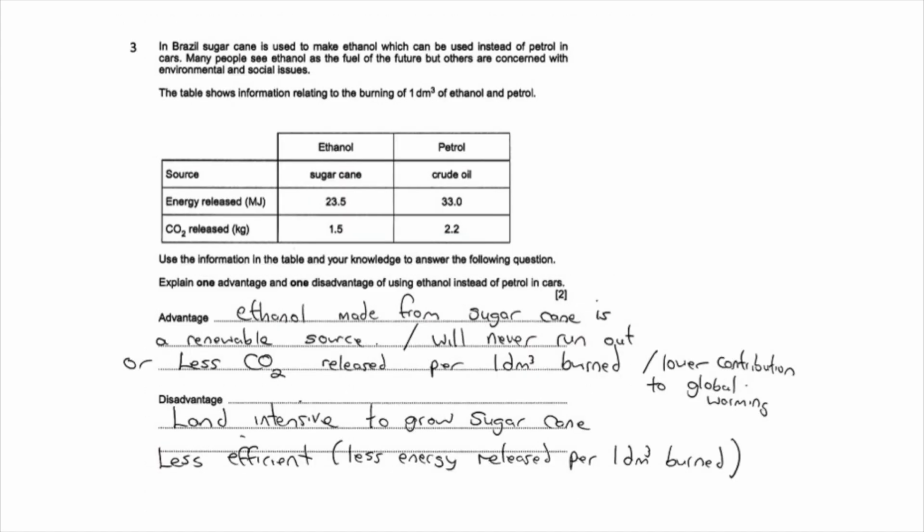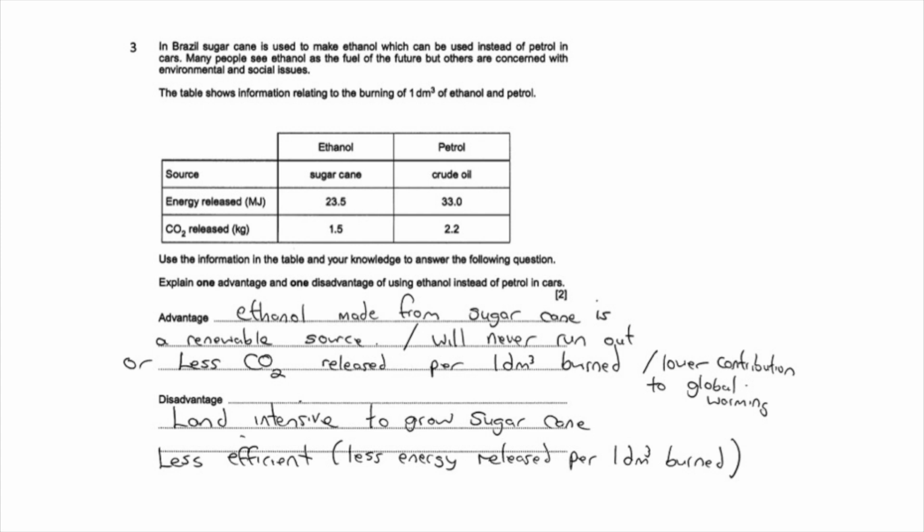So this last question is asking you to give an advantage and disadvantage of using ethanol instead of petrol in cars. And they've given you a table of data to help you with this. So one advantage is that ethanol is made from sugarcane, and that's a renewable source. It won't run out because you can grow more sugarcane. And the table is showing you that there's less carbon dioxide released per dm cubed for the ethanol. So in other words, there's a lower contribution to global warming. So you can get a mark for that.